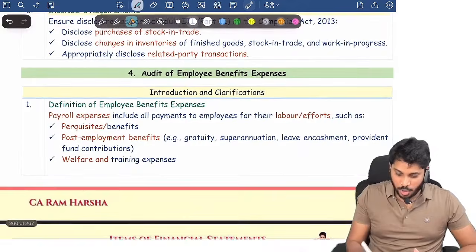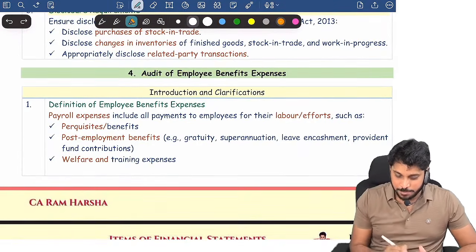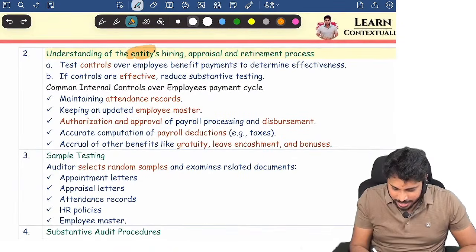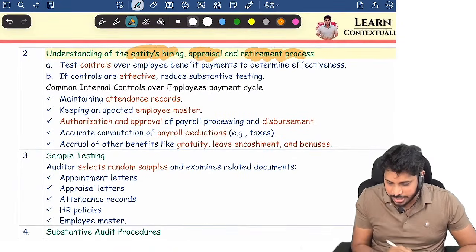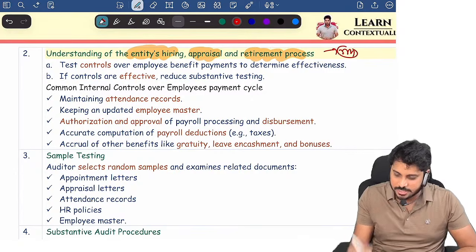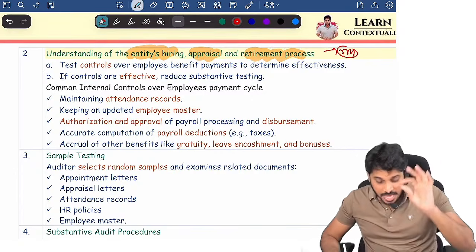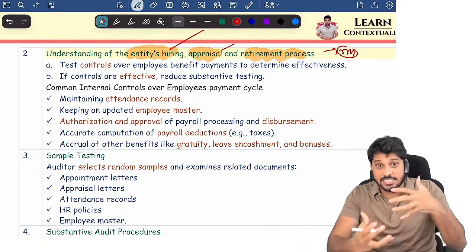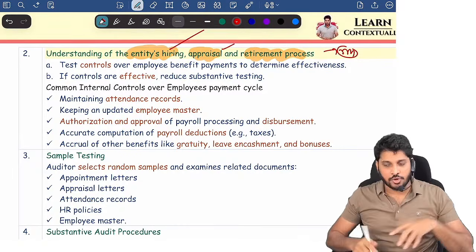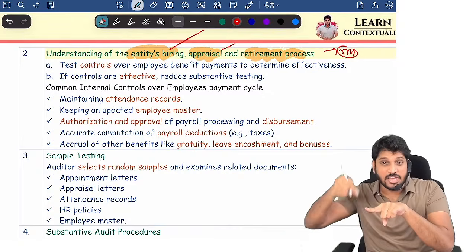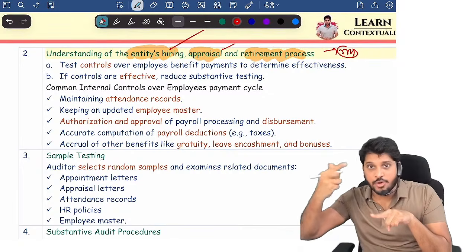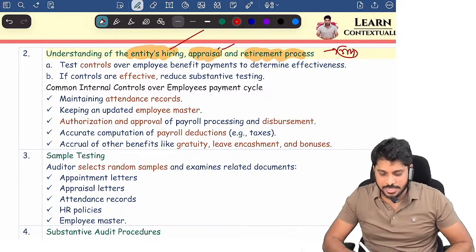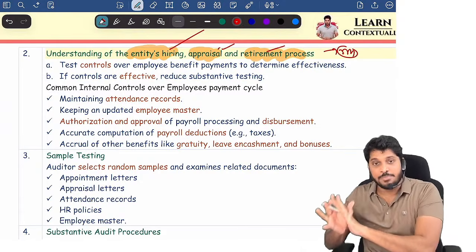Next, HR, employee benefit expenses. In the employee benefit expenses, most important is what? Understanding the entity's hiring, appraisal, retirement process. This itself was asked as a 5 marks question many times, guys. So understand how the entity is hiring, how the entity is giving increments. Appraising means what? Evaluating employee performance and giving increment or decrement, either promoting him or demoting him. So anything can come as a part of appraisal, okay, and retirement. How a company will retire an employee.